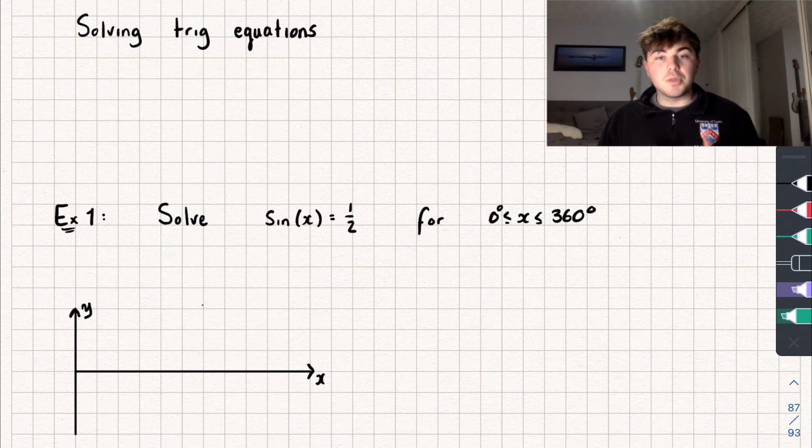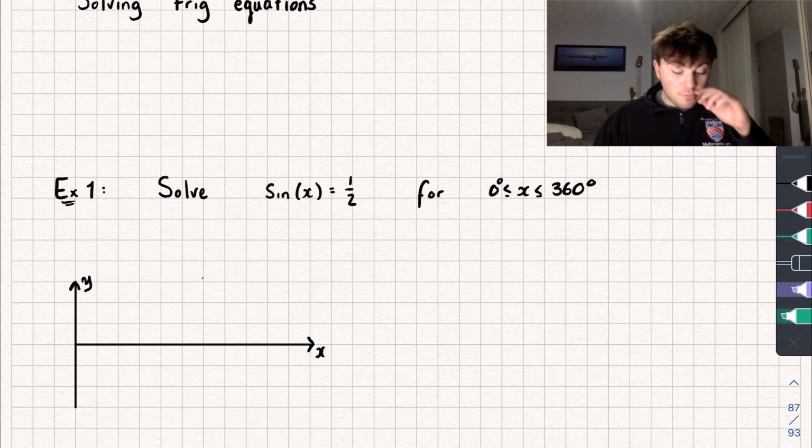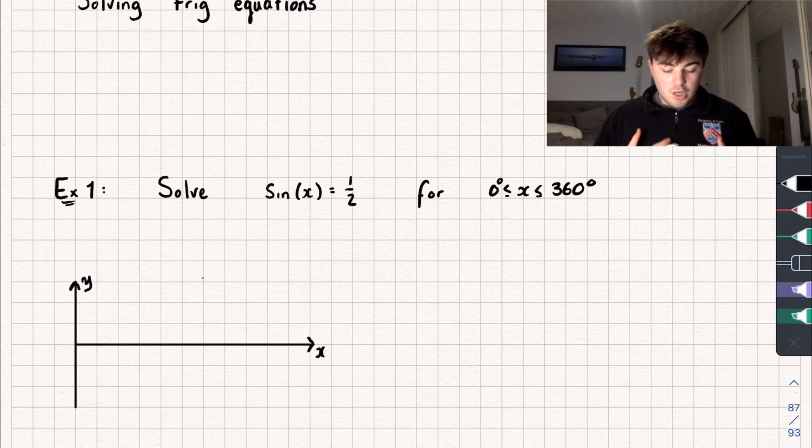And so I think the best way to learn this is just to look at examples, so we'll start off with this question here. So we need to solve sine of x equals 1/2 for values of x ranging between 0 and 360 degrees. So what does this mean? Well, we need to find a value of x that is between 0 and 360 degrees such that if I substitute it in here, the output will be equal to 1/2. And so how do we do that?